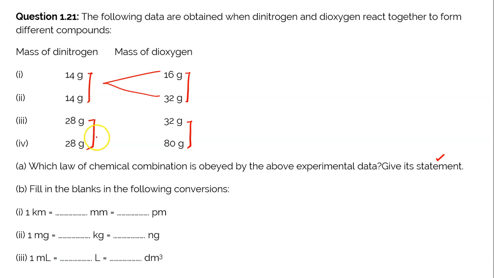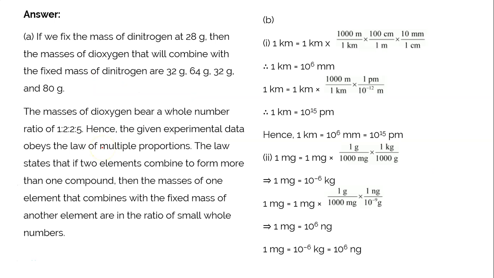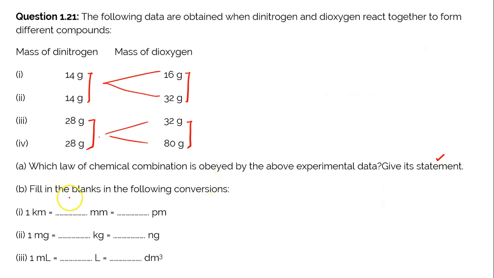Similarly, 28 grams of nitrogen is combining with oxygen once with 32 grams of it, and second time it is 80 grams. So this condition is exhibited by law of multiple proportions, and the statement of law of multiple proportions is already written over here. The law states that if two elements combine to form more than one compound, then the masses of one element that combines with the fixed mass of another element are in the ratio of small whole numbers. So this is about part A of the question.